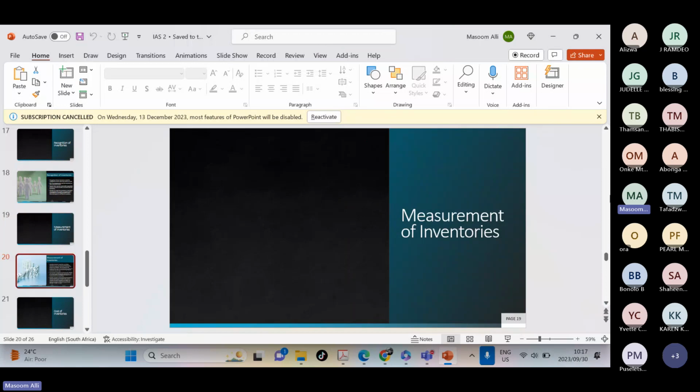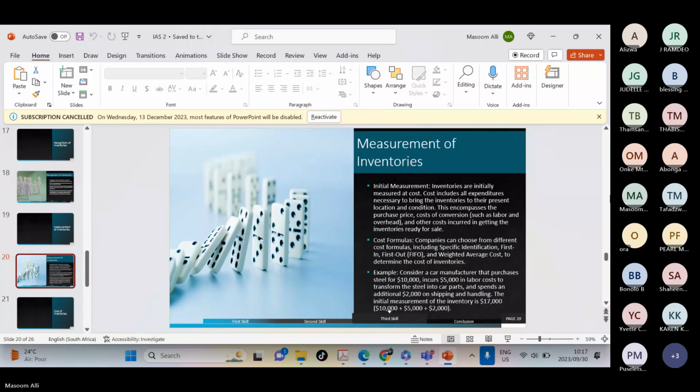In terms of measurement, I've structured it in this way. You guys are free to look at whichever way would be more comfortable for you, right? But obviously the initial measurement is at cost. Same thing with PPE, it's at cost, right? And the cost will be all expenditures that are necessary to bring the inventory to their location and condition. The costs incurred in that, you guys are very familiar with and comfortable with. I don't think we need to go into detail with that.